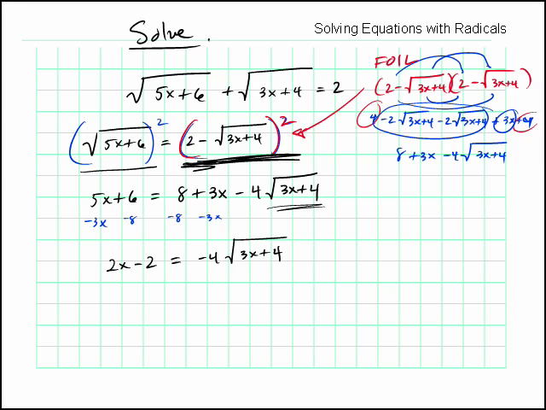Okay, so now I could actually make these a little smaller by dividing both sides by 2 first. If I divide both sides by 2, then this becomes x minus 1, and this side is negative 2 square root of 3x plus 4. Okay, now I am ready to square both sides one more time. I'm going to square this side, and I'm going to square this side. I'm putting my answer up here now.